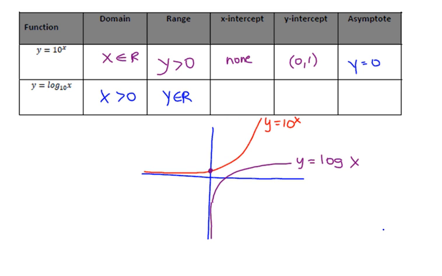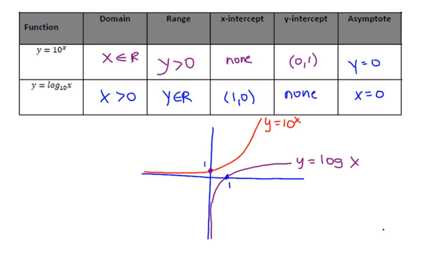Is there an x-intercept? Yes, I'm going to tell you what it is. It's (1, 0). So this is 1 here. Is there a y-intercept? Does it ever touch the y-axis? None. And the asymptote would be the line x equals 0.